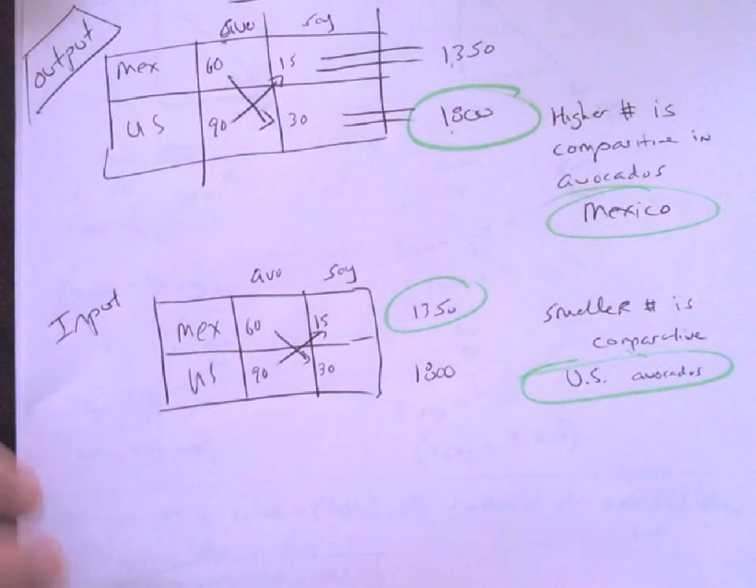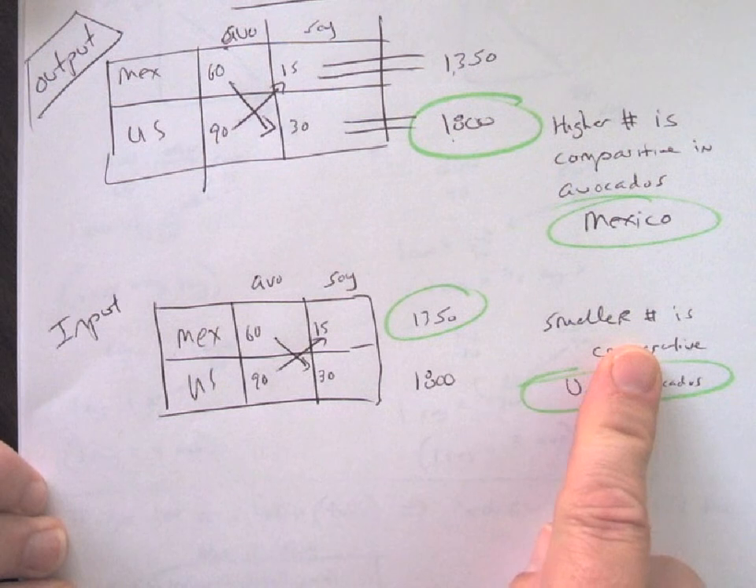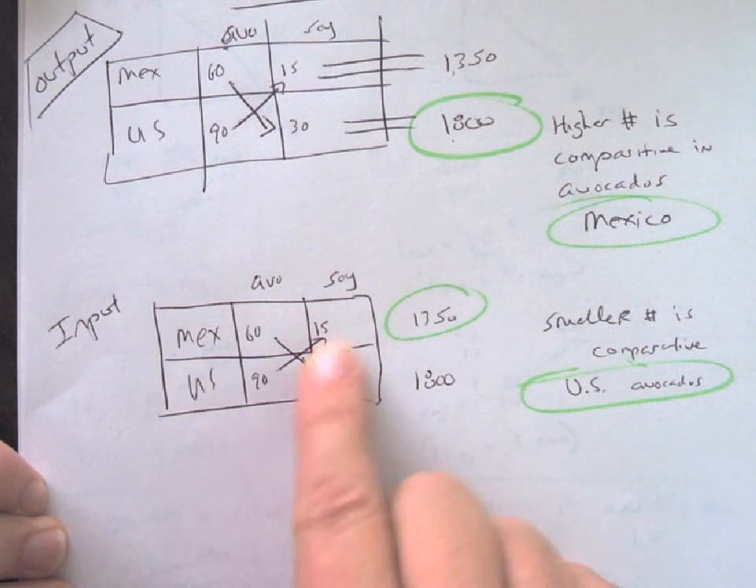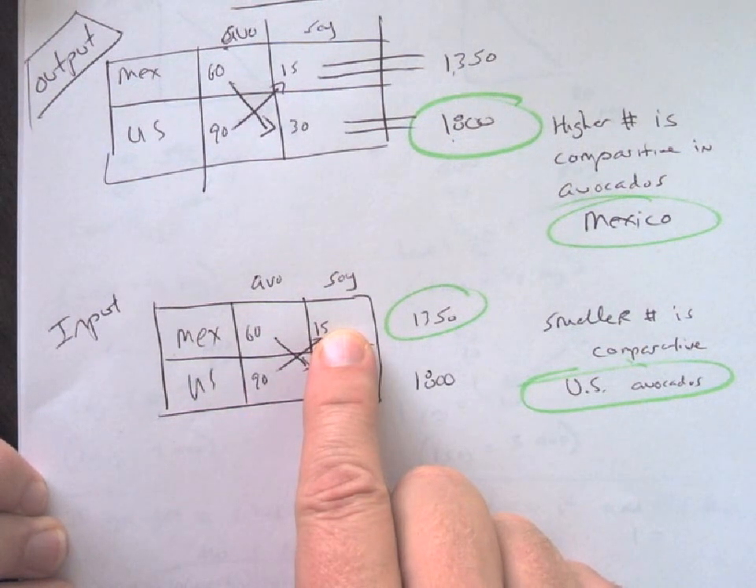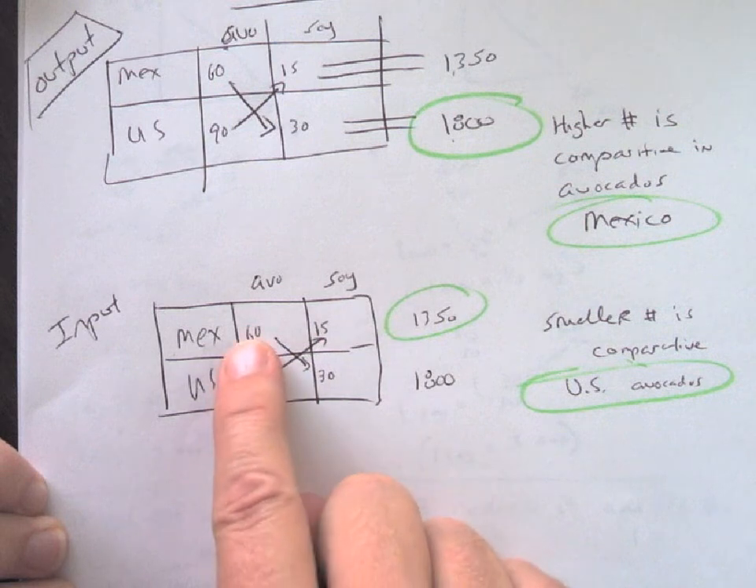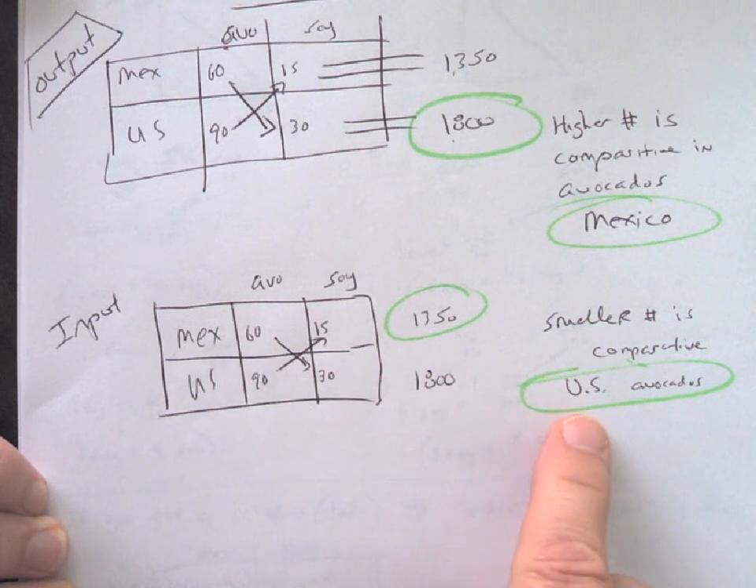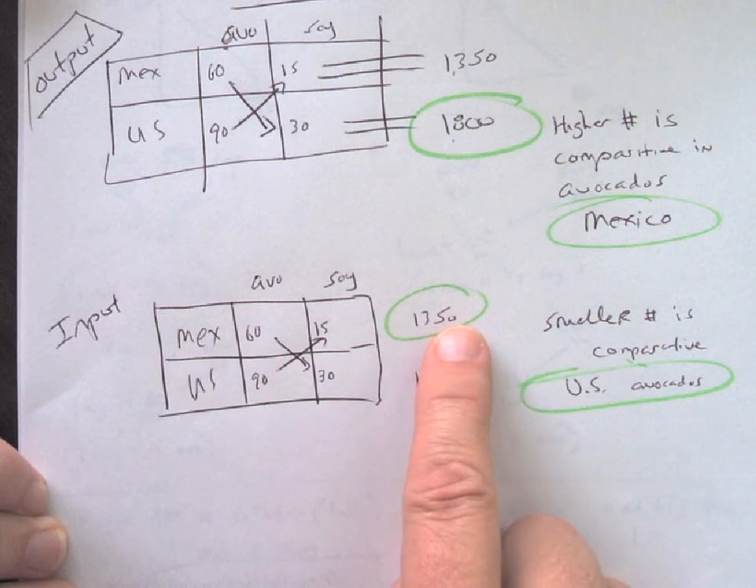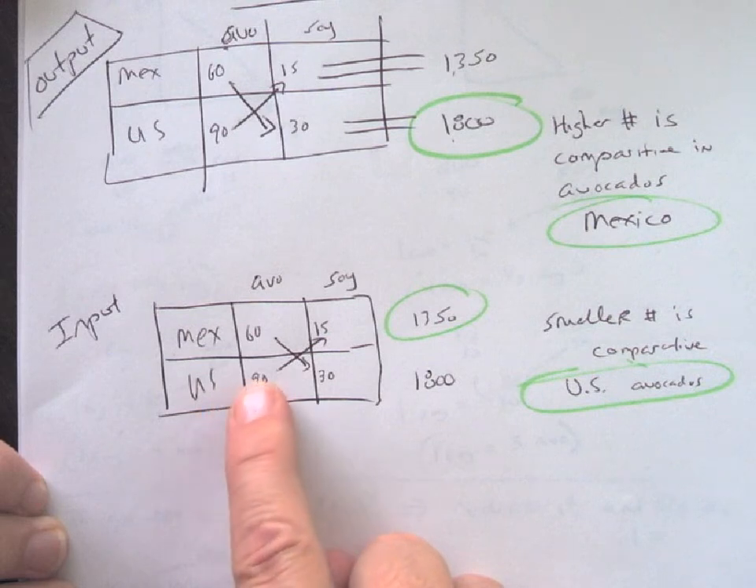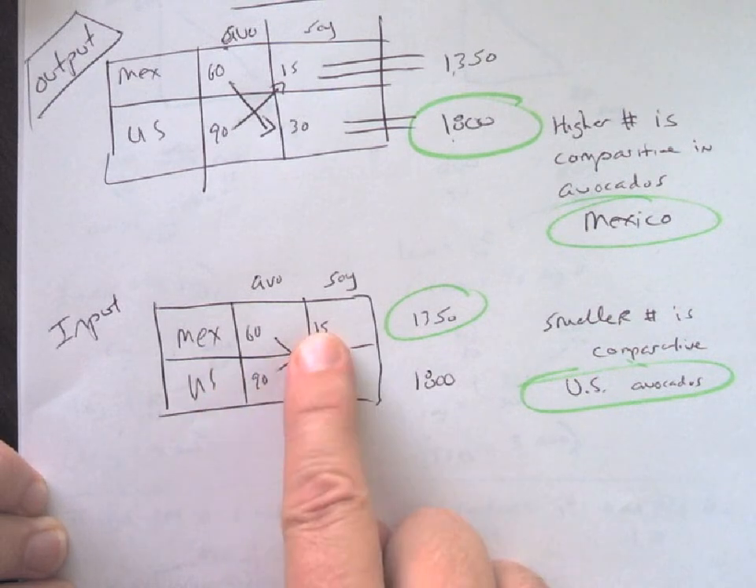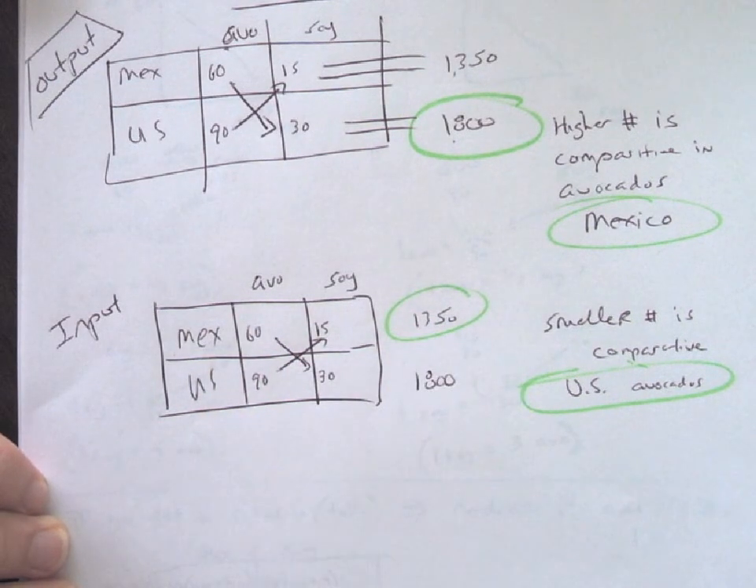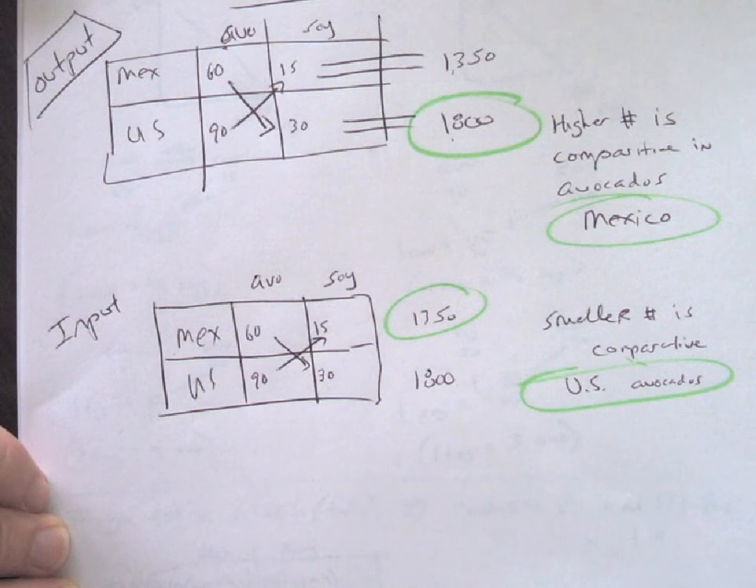If it's an input question, just look for the smaller number. Take avocados times soybeans for the United States and get your 1350. 60 times 30 is 1800. Now the United States, because this 1350 belongs to avocado of 90 for the US, the lower number is going to get you comparative as an input question. Like I said, quick and dirty.